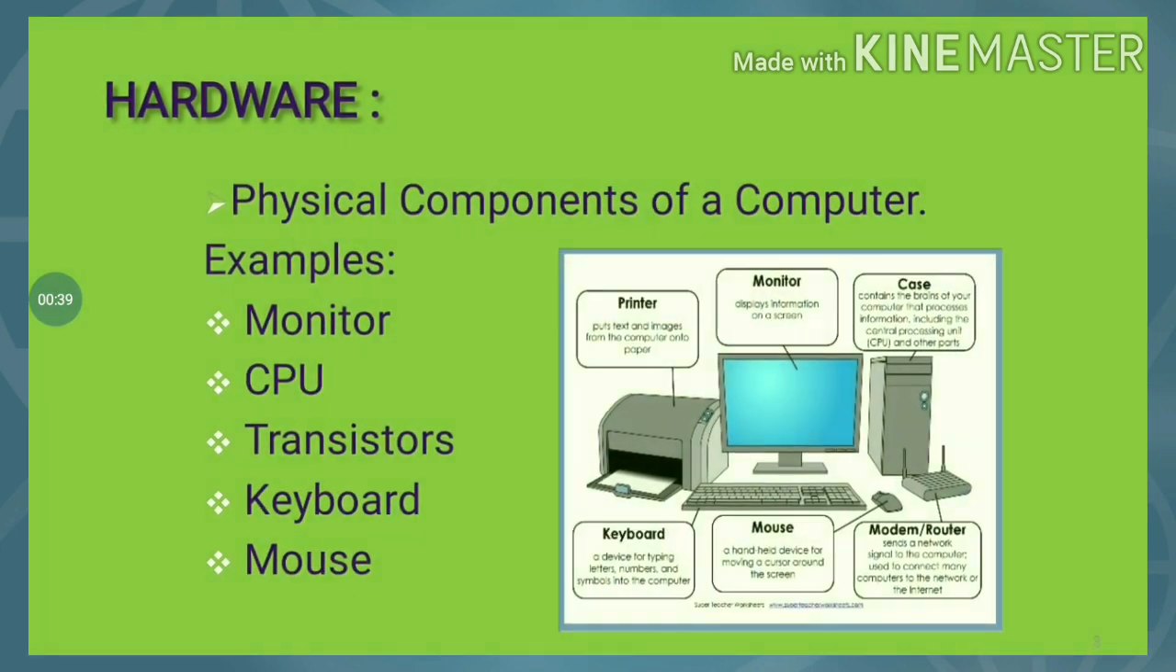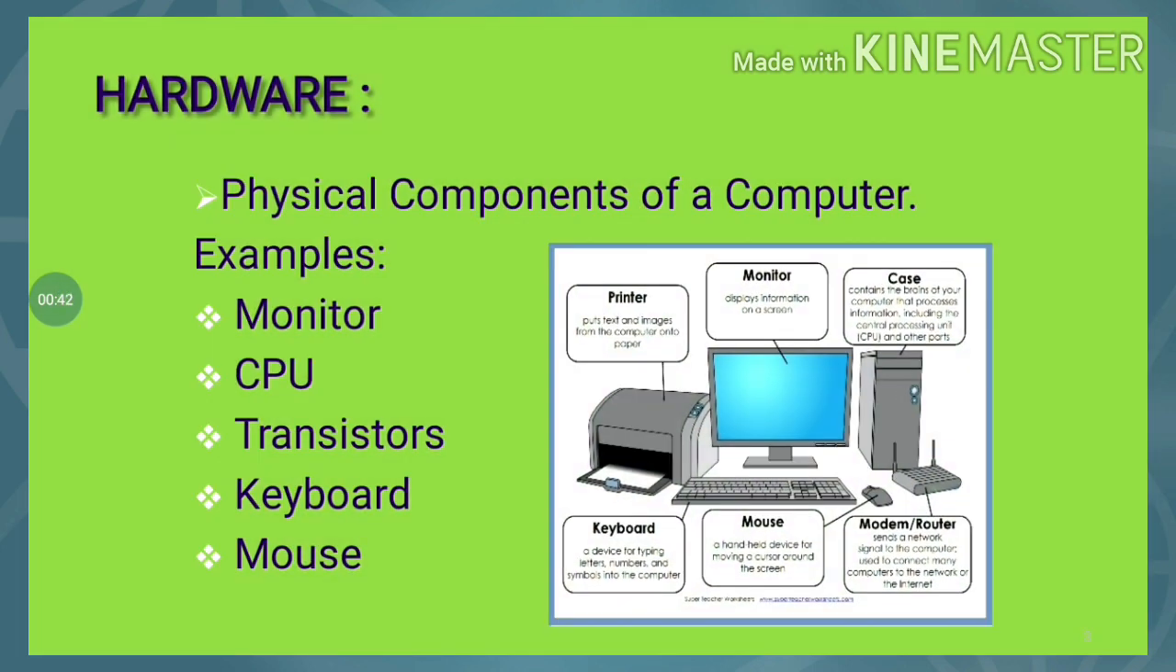First, what is hardware? Hardware is the physical components of a computer. Examples: monitor, CPU, transistors, keyboard, mouse, scanners. Hardware is the physical component of a computer system. We can touch and feel it.